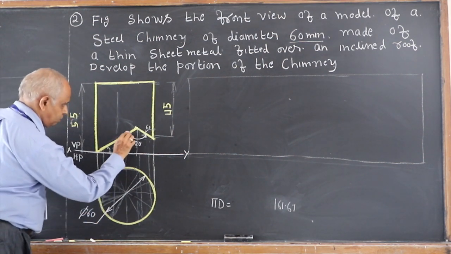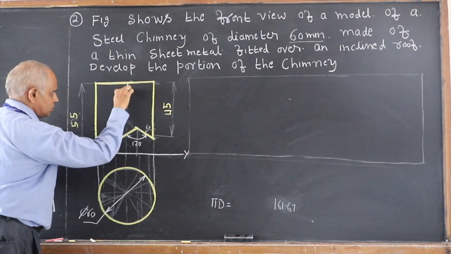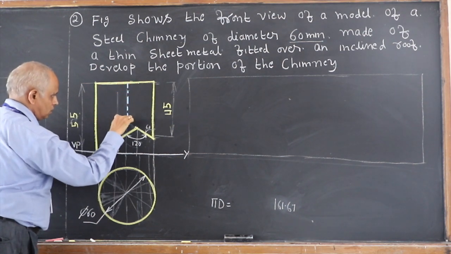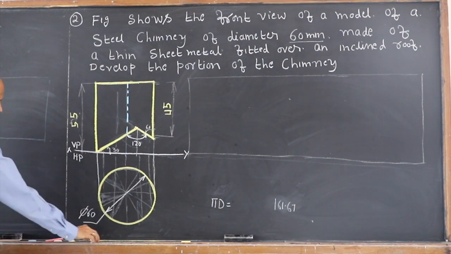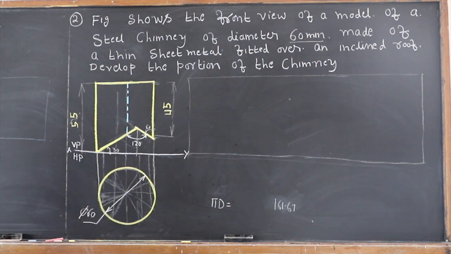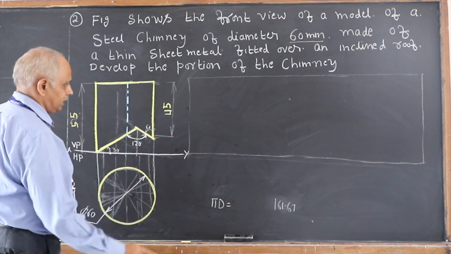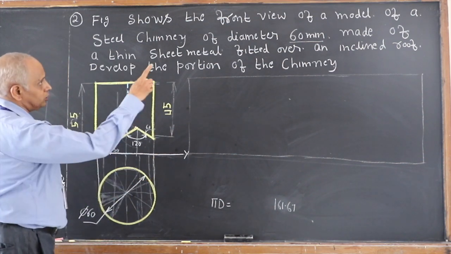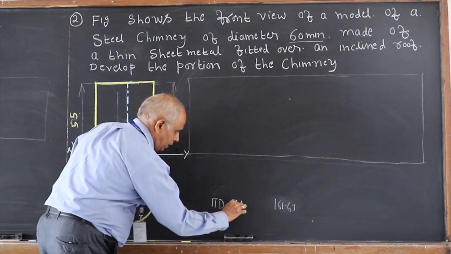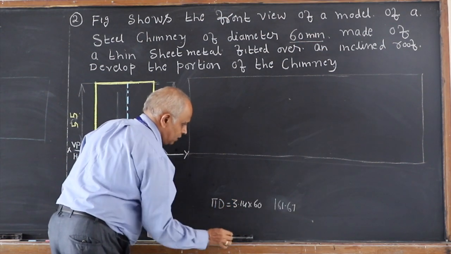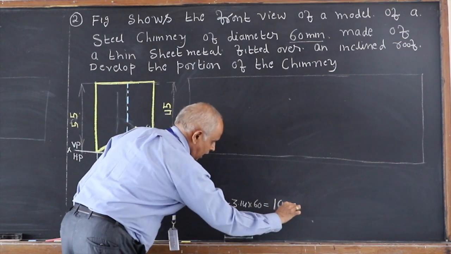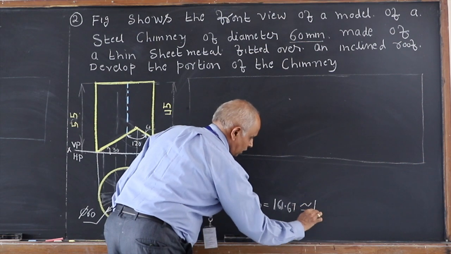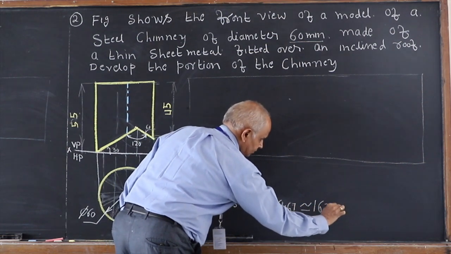Remember, this is the axis point. So here long, short, long, short, long, short, thin dash. It's a thin line and not a thick line. To complete the basic development, remember, you need to calculate the development length, pi d. So pi into 60, 3.14 into 60 will give you 161.67, or I can say approximately 162 millimeters.